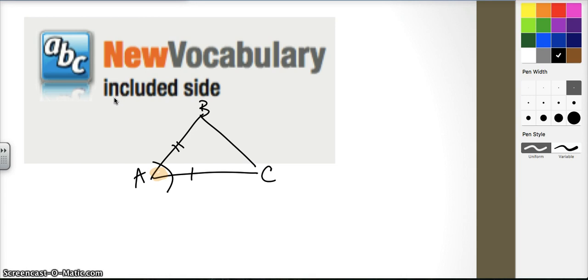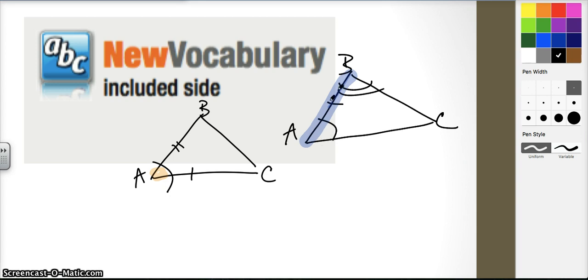As we come down to our new vocabulary, it's very similar to the vocabulary we had in the last section where we were talking about included angles. Now we're going to talk about an included side. An included side is a side that is between two specific angles. Before, remember, an included angle was between two specific sides. Not too hard of a definition to remember, especially since it's pretty much in the name.